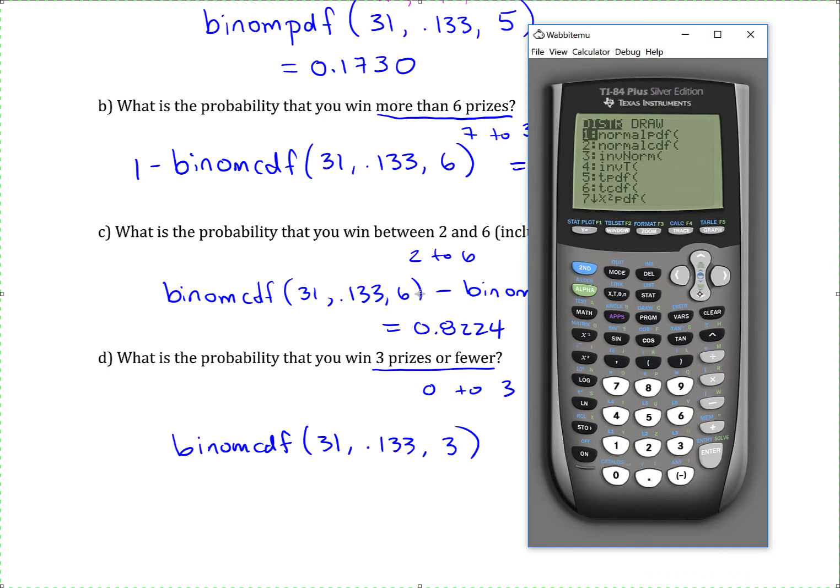So second, distributions, come down to binomcdf, 31, 0.133, and 3. So 0.3946.